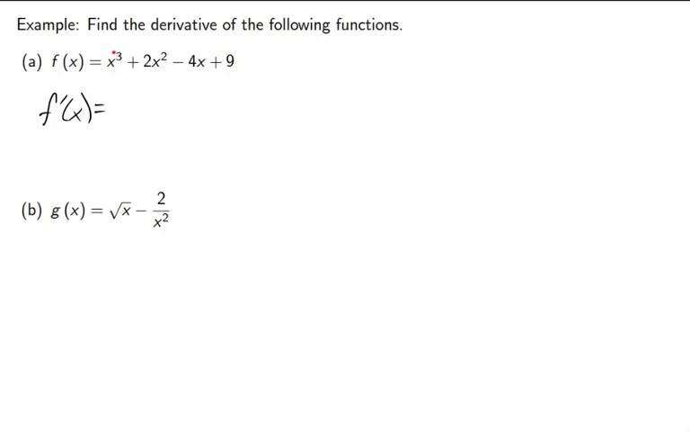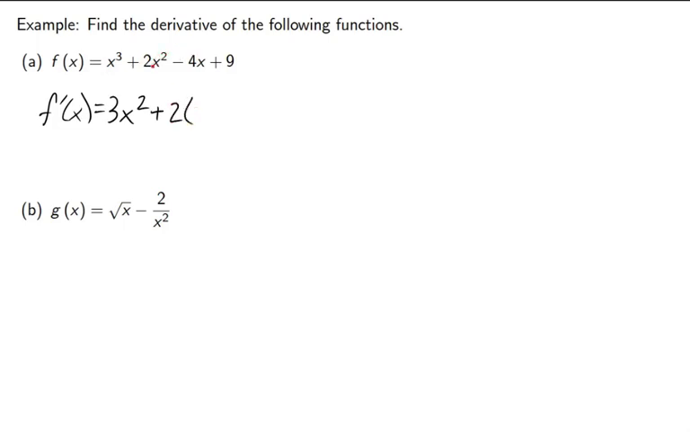With that said, the derivative of x cubed, I'm thinking of x to the n, where n is 3. I bring the power in front, and I subtract 1 from the power. 3 minus 1 is 2. Plus, the next term is 2x squared. Now remember what I said, that the constants can be left in front. So I'm just going to leave the 2.